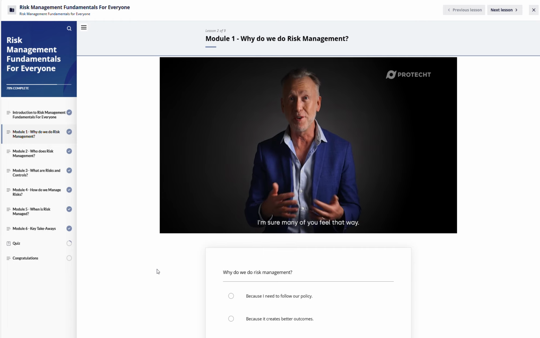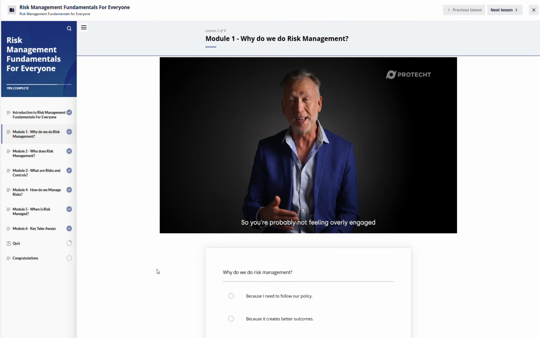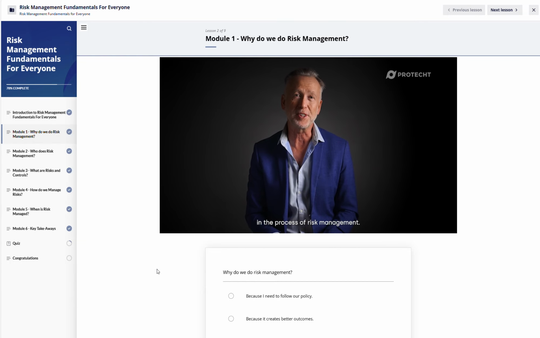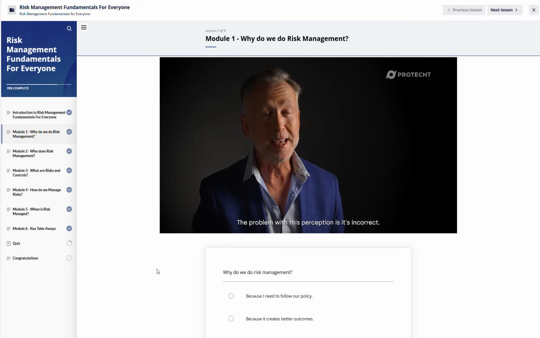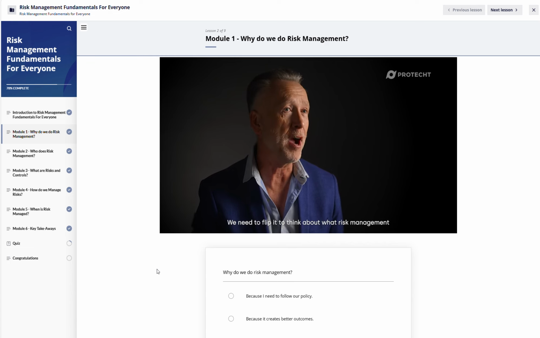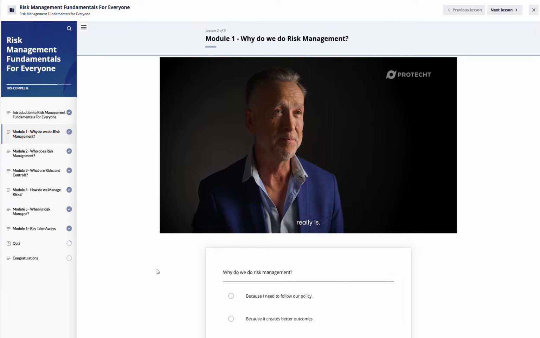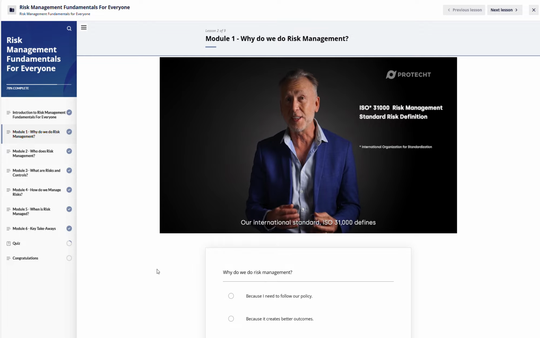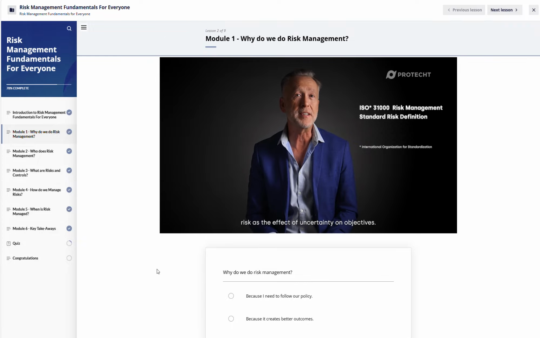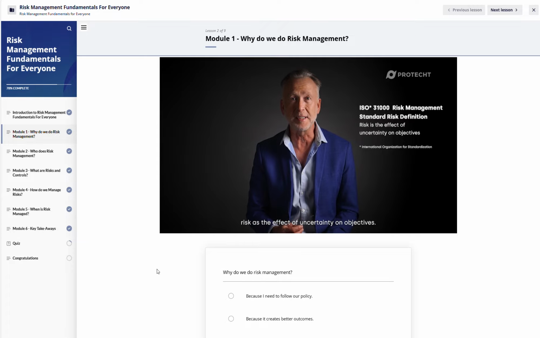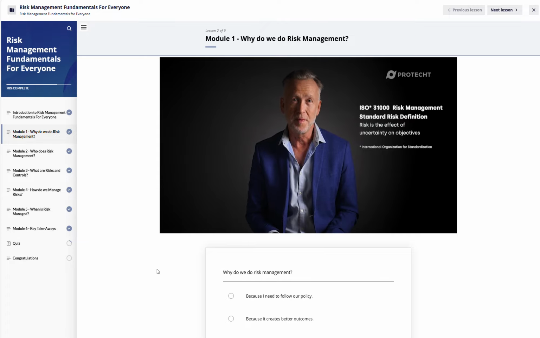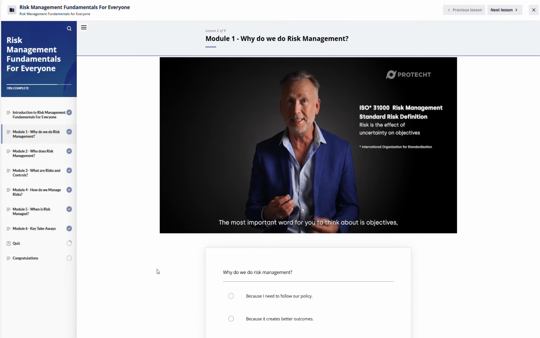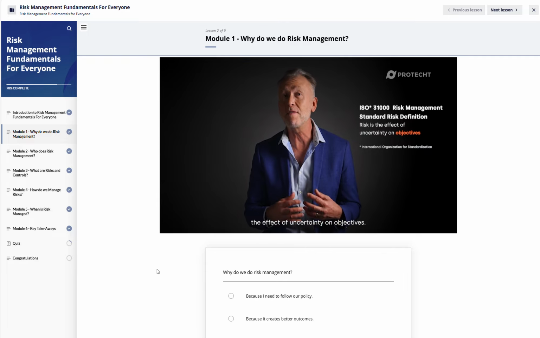I'm sure many of you feel that way, so you're probably not feeling overly engaged in the process of risk management. The problem with this perception is it's incorrect. We need to flip it to think about what risk management really is. Our international standard ISO 31000 defines risk as the effect of uncertainty on objectives. The most important word for you to think about is objectives, because it means that risk management is managing the effect of uncertainty on objectives.